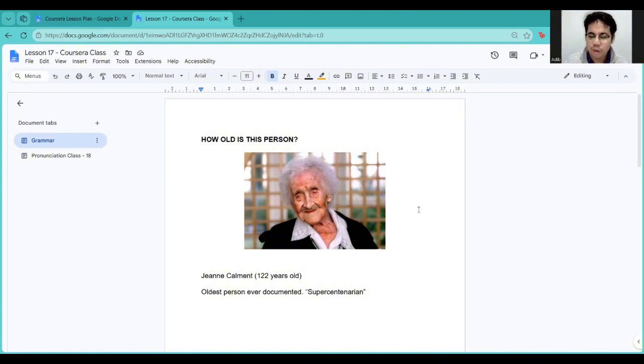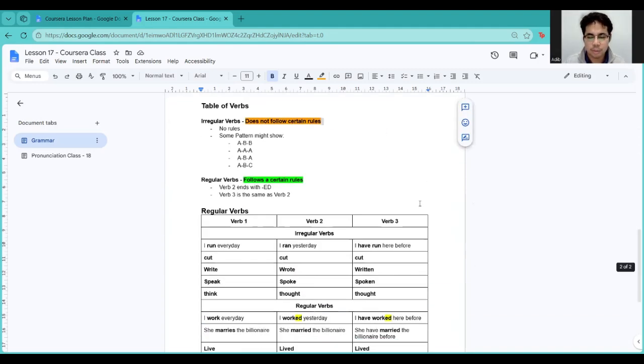Now, the reason why we're going to talk about Jeanne Calment is because we're going to talk about the past, okay? And Jeanne Calment, I'm sure of it, she has a lot of interesting stories from her past. And before we read her past, let's talk about how to understand the past. How do we describe the past? So, in terms of verbs, and I know you guys have seen this before, right? And you might have been confused about it before.